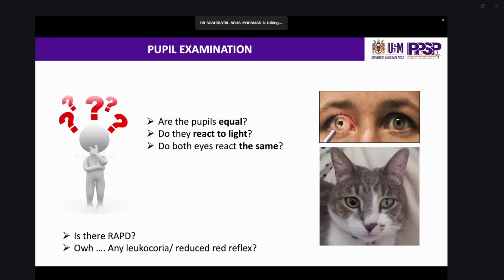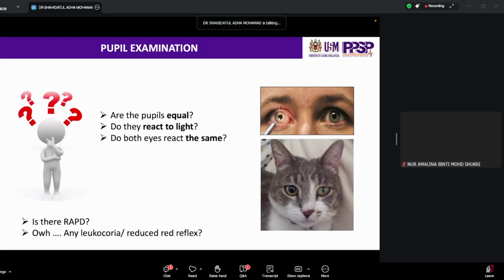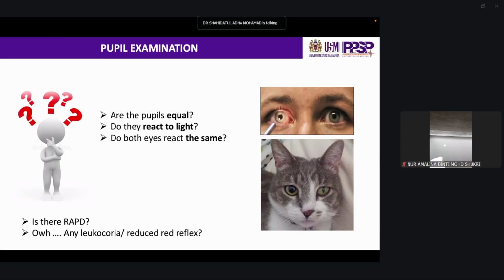So during pupil examinations, you need to think: are the pupils equal? Do they react to light? Do both eyes react the same? Okay, and apart from that, is there RAPD or not? It's okay if you don't elicit it, as long as you can identify there is anisocoria. You may refer to us for the next step of evaluation, because RAPD sometimes can be difficult to assess.